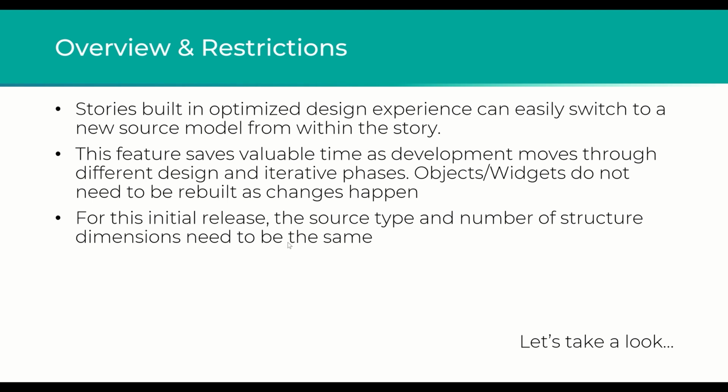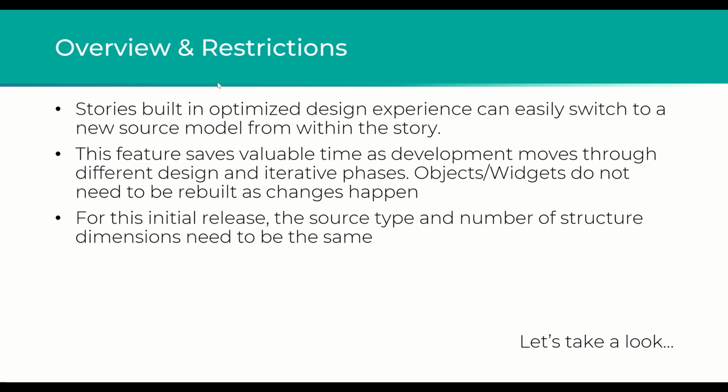The major restriction in this release is that the source type and the number of structures and dimensions need to be the same between the two models. This means that, for instance, if your source data is coming from S4HANA and your new model is also S4HANA, that will work. But if your old model is on BW and you're now sourcing everything from S4 or vice versa, those two source types don't match, so the models will not be able to be swapped within the story.